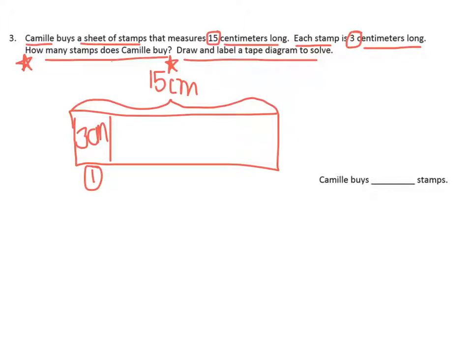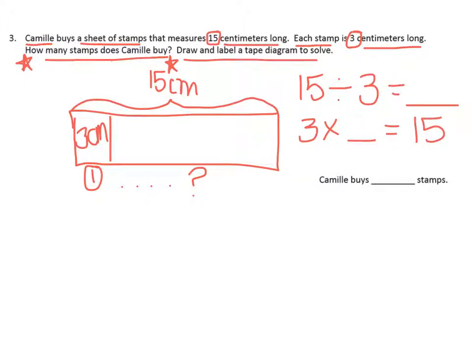Now it says, how many stamps does Camille buy? So I'm not really sure how many stamps are on that long sheet of stamps. What I am really doing here is dividing: 15 divided by 3 equals something. If you know your multiplication facts, you can think to yourself, 3 times something is going to give me 15. If you're not sure about your multiplication facts, we can count by 3s until we get to 15.